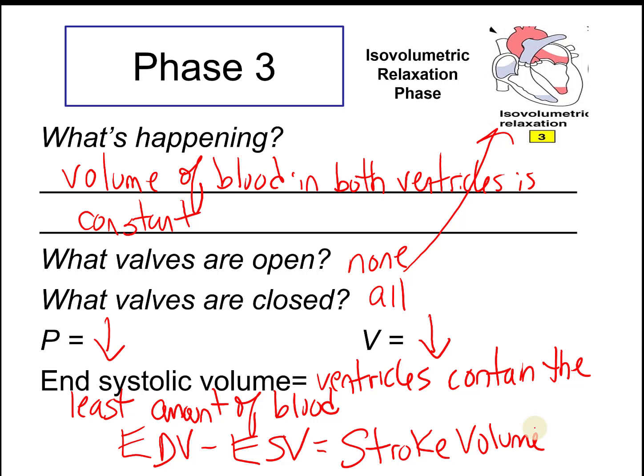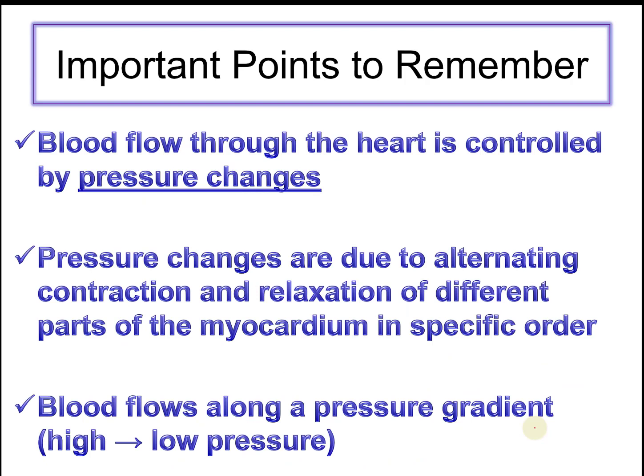Okay, so there's a lot of stuff going on here in the heart during one heartbeat. But before you lose sight of the forest for the trees, remember that the reason blood is flowing through the heart is because of pressure changes. Those pressure changes are due to the cardiac muscle contracting and relaxing in different parts of the heart. And blood, like all liquids, is going to flow from a high to a low pressure. So that's the bottom line in terms of the heart.